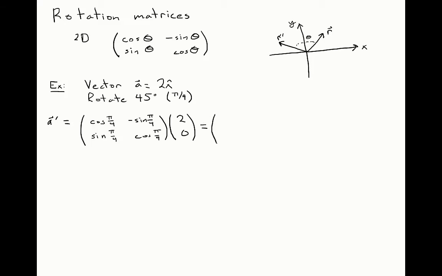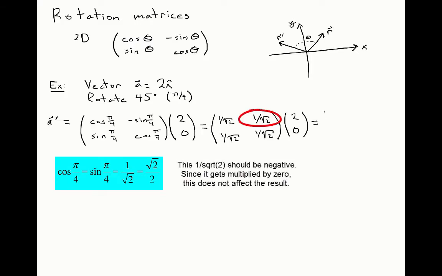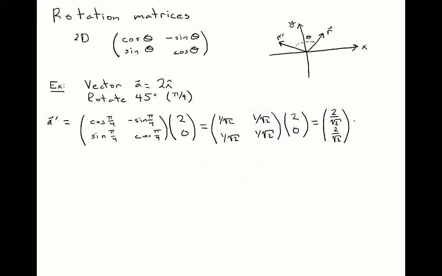Okay, so let's write out. Cosine of pi over 4 and sine of pi over 4 are both the same thing. They're both 1 over the square root of 2, or the square root of 2 over 2 if you prefer. So if you multiply this out, what you'll get is 2 square root of 2 for both your x and your y component. You can rewrite this as a square root of 2 and a square root of 2. That's just some algebra.